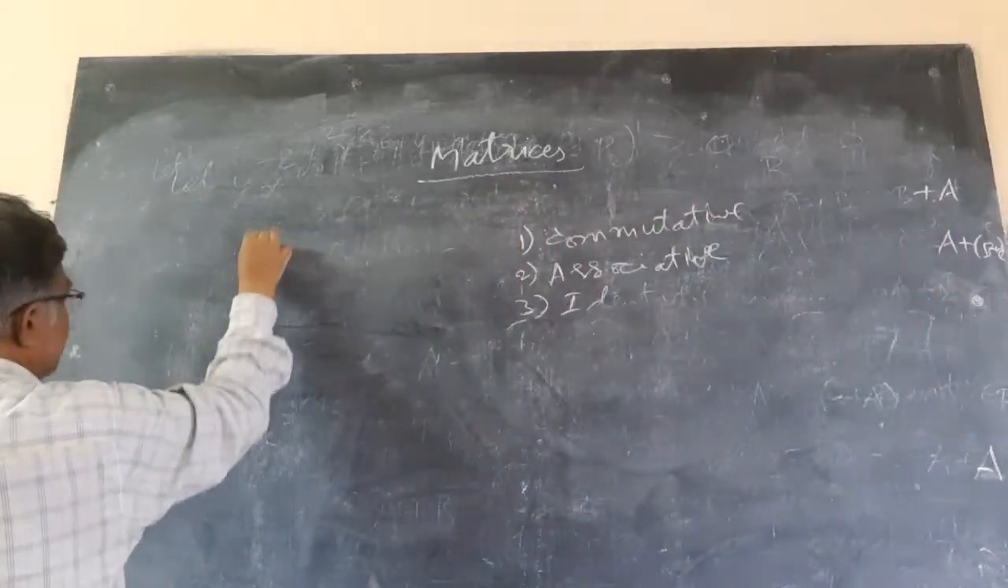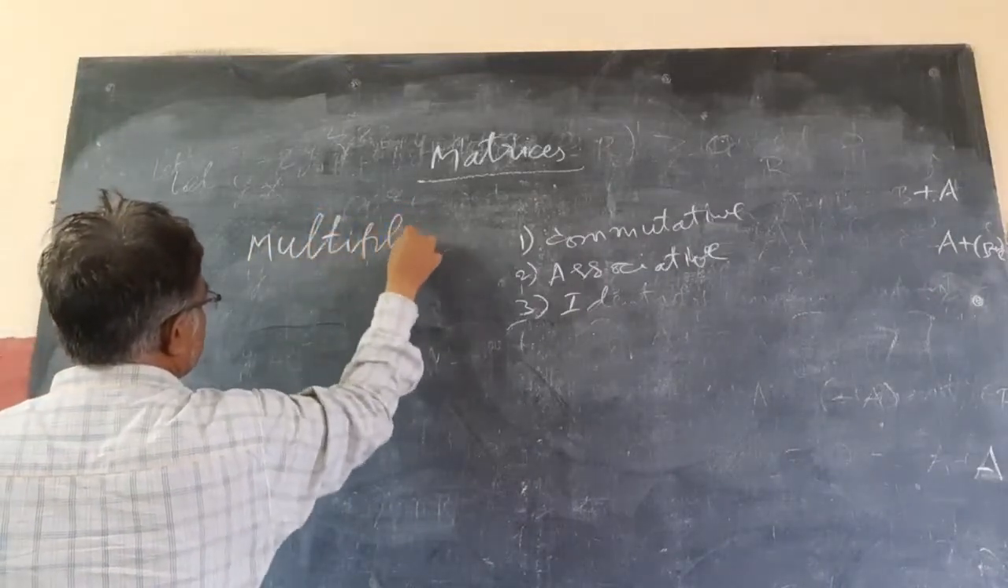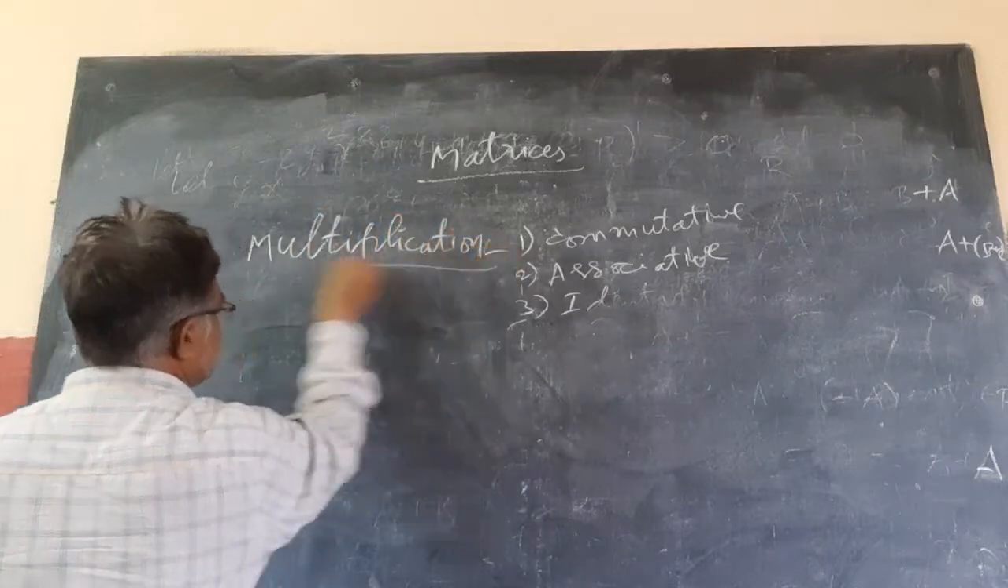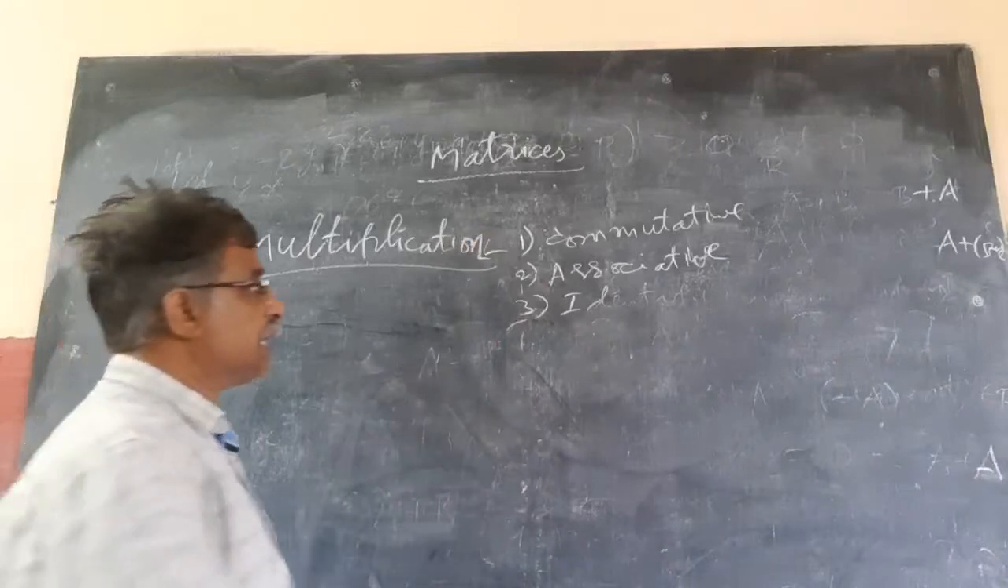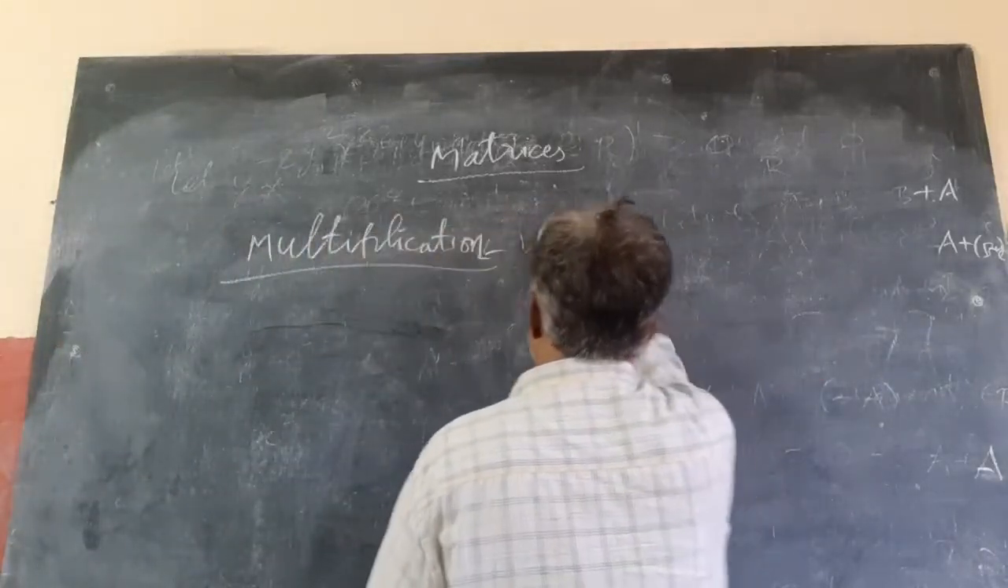Coming to multiplication. First basic rule for multiplication. For addition, both should be of the same size, but here they need not be the same size. What is the condition for multiplication then?